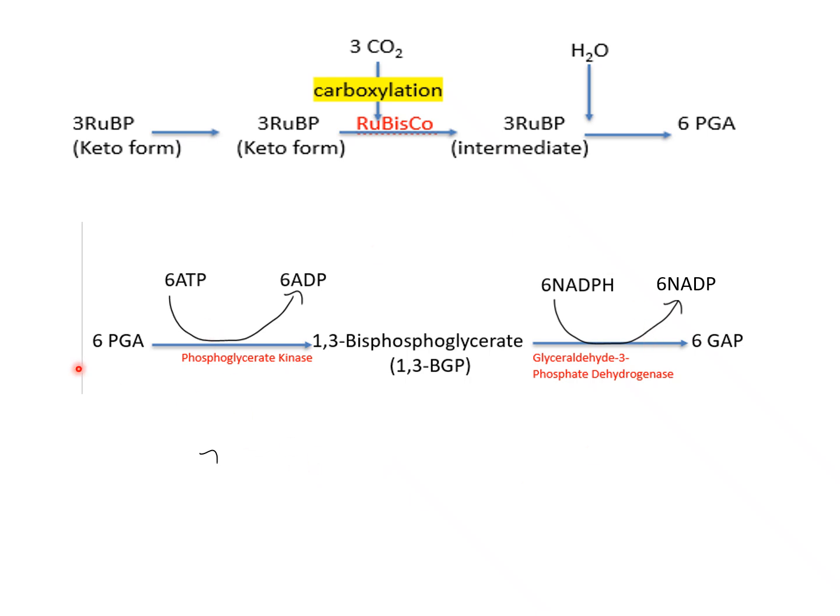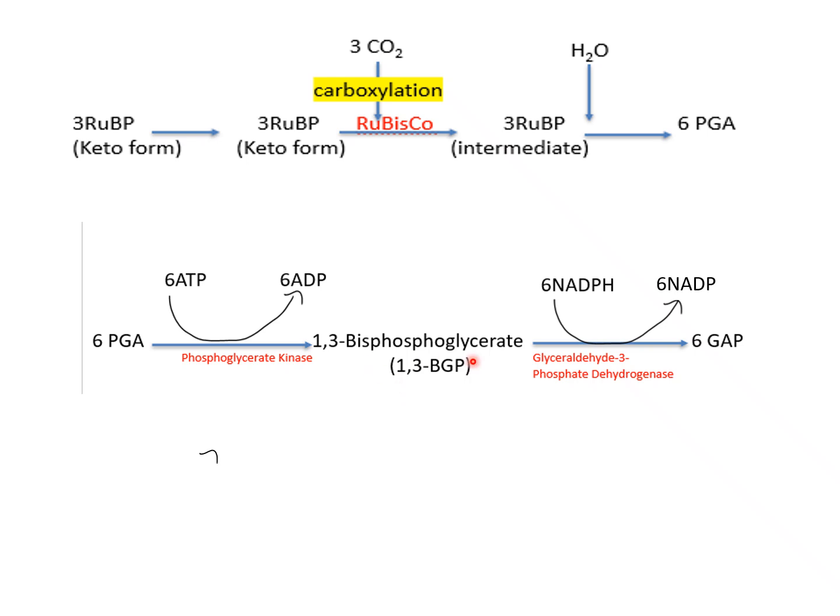Let us understand the second stage. 6-PGA is first phosphorylated using 6 ATP from the light reaction, which results in the formation of 1,3-bisphosphoglycerate or 1,3-BGP by the enzyme phosphoglycerate kinase, an enzyme from the glycolysis pathway. This enzyme works there also. Okay. Now, what happens to this particular 1,3-BGP?